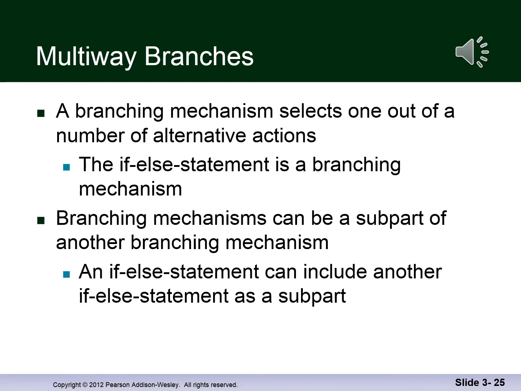This slide begins our discussion of multi-way branches. So far, the branching mechanism that we've covered is the if-else statement. It's a two-way branch, and a branch selects one of a number of alternative actions. In the case of the if-else, it's one way or another. Branching mechanisms can be a subpart of another branching mechanism. So in an if-else statement, if the condition is true, you can drop down to another if-else statement which would provide a multi-way branch. We'll look at that in a second.